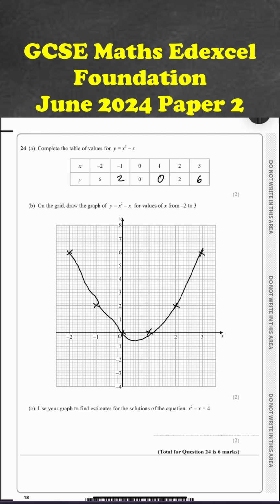Use your graph to find estimates for the solution of the equation x squared minus x equals 4. So we need to look at when y equals 4, which is about here. So our solutions are going to be roughly here and here. So I've got that as minus 1.5, if you just read it down the graph, and 2.5 on the other side. There's a little bit of leeway in the mark scheme here because you've drawn this freehand and it's a little bit rough.